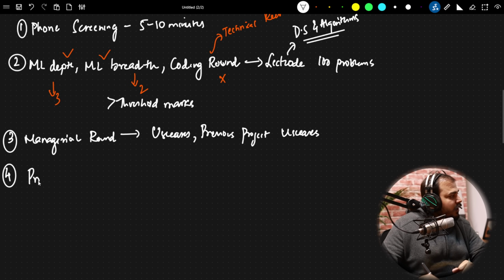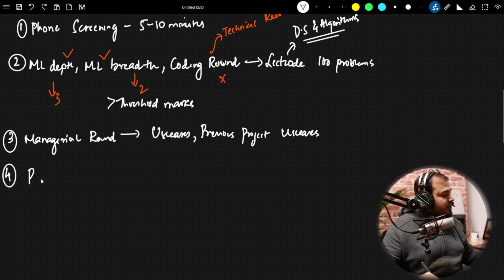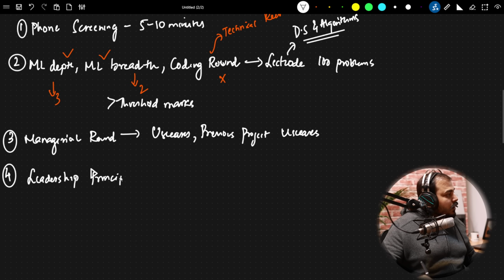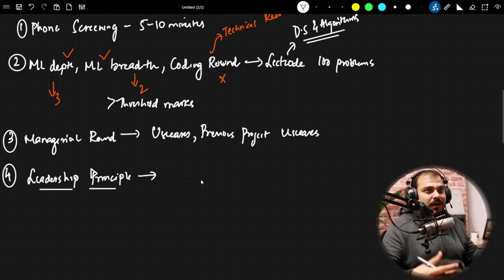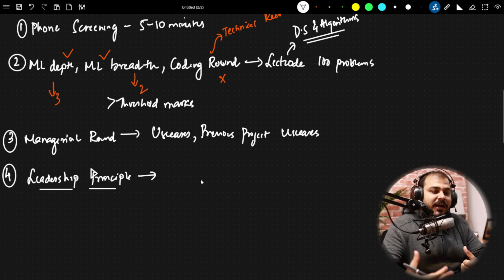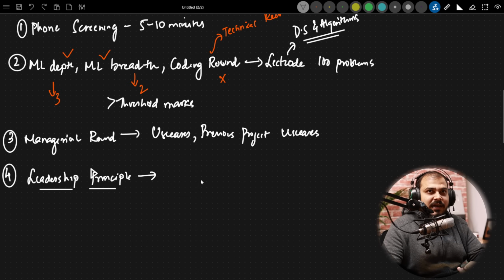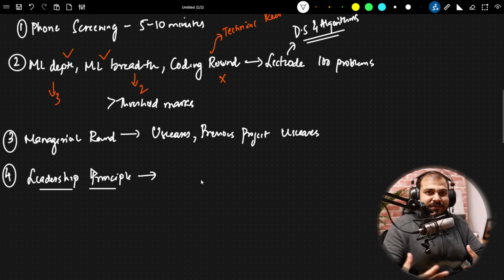This is a good round, which is called the leadership principle round. In this round, what they focus on is how well you can gel with your team. They'll try to identify your leadership skills. Like, I may give you an example. Let's say one of your peer employees made some mistakes and now they are blaming the entire work on you. How are you going to respond to that? How are you going to behave?